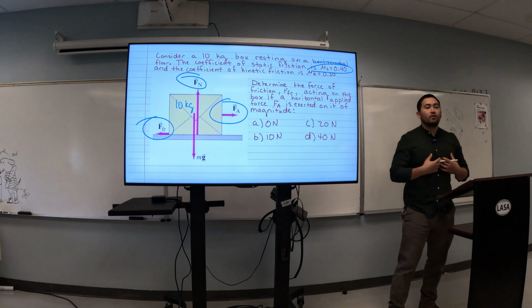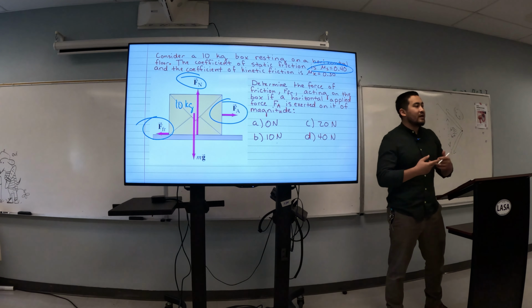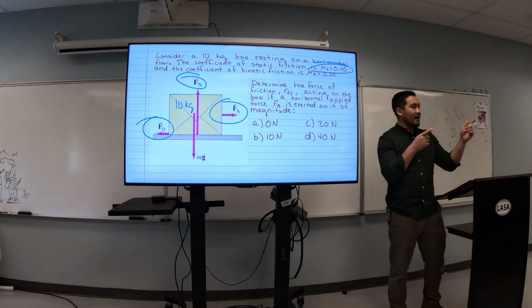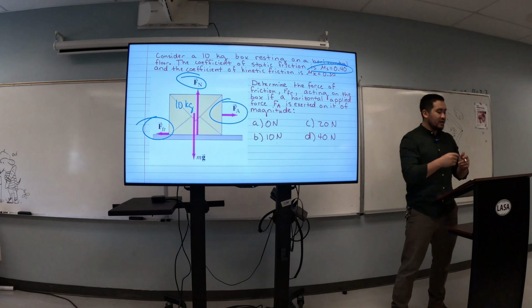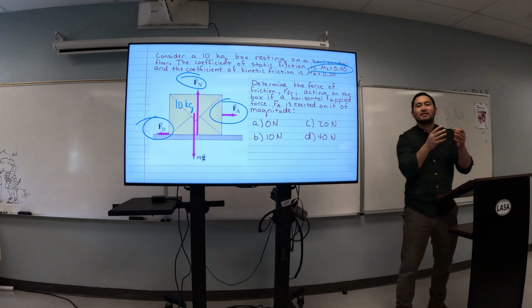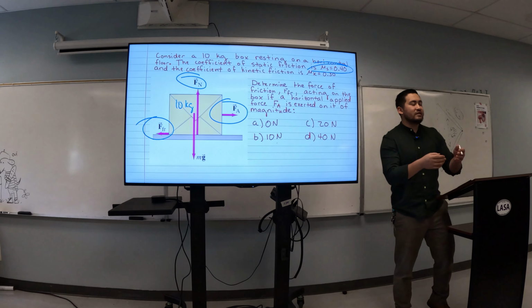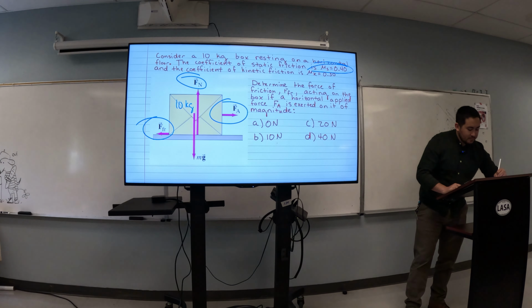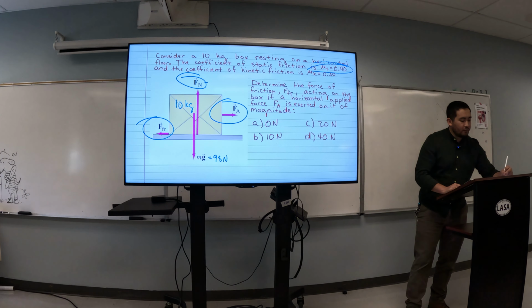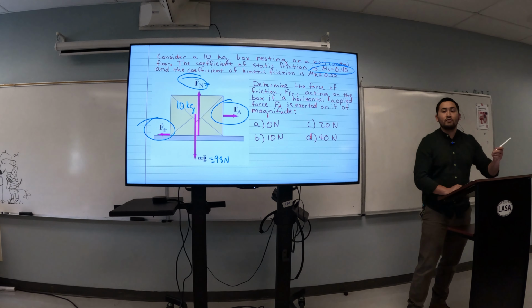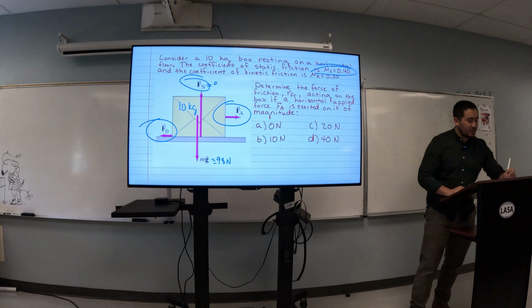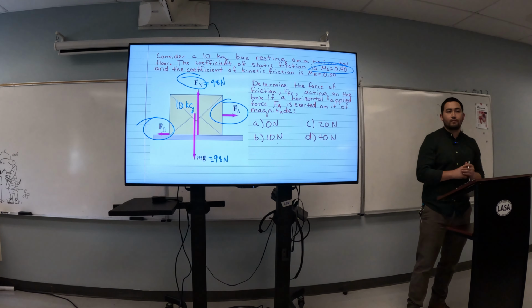So if we know that our object is 10 kilograms, can anybody tell me what the magnitude of the force due to gravity will be? 98, exactly. 10 kilograms times 9.8 meters per second squared gives us 98 newtons. So m times g should give us 98 newtons. And that means the normal force should have the exact same magnitude. If gravity is negative 98 newtons because it's pointing down, then the normal force can just be positive 98 newtons. Does everybody agree?